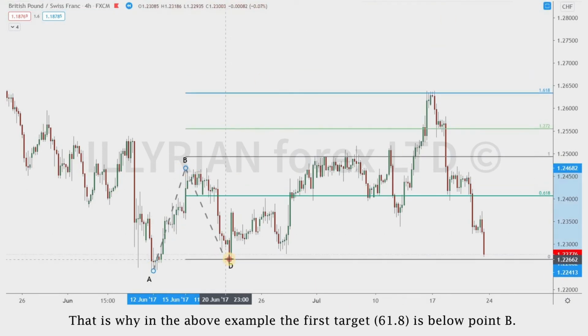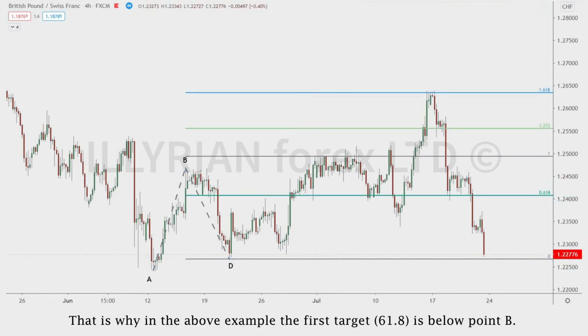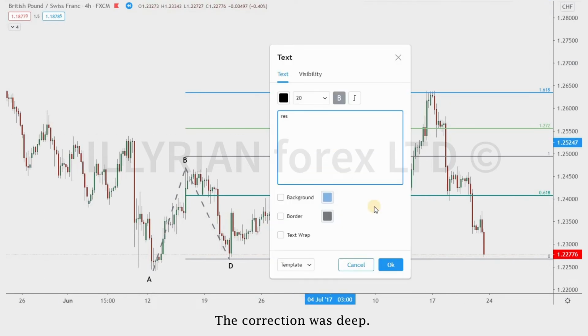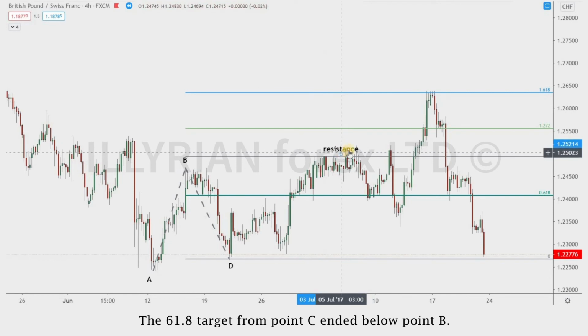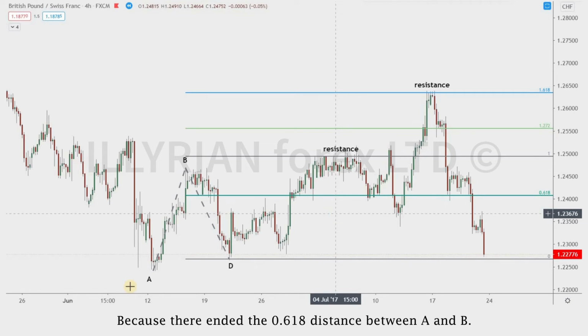That is why in the above example the first target, 61.8, is below point B. The correction was deep. The 61.8 target from point C ended below point B. Why? Because there ended the 0.618 distance between A and B.